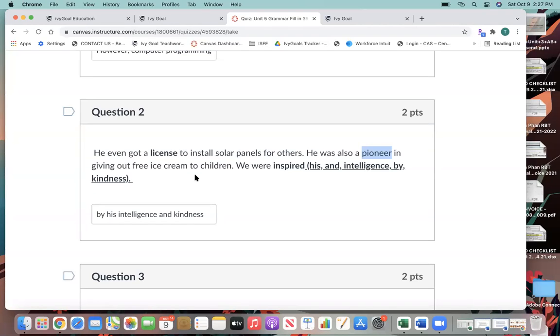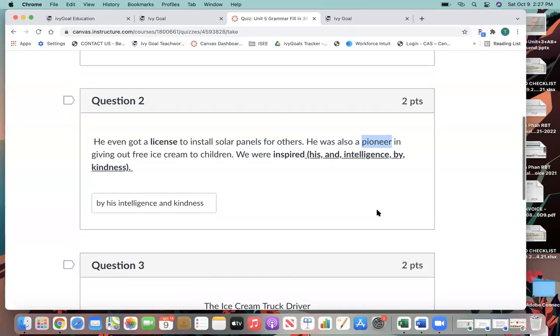So he would be the pioneer in his field, in his industry. He's kind of the first one to start making electric vehicles a big deal. So you would call him a pioneer. Do you understand? Yes?